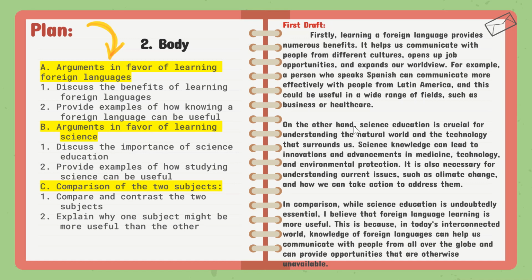So, I'm talking about each part in sequence. Discuss the importance of science education. I start: science education is crucial for understanding the natural world and the technology that's around us. So that's why it's important. Okay, now let's go to the second part.